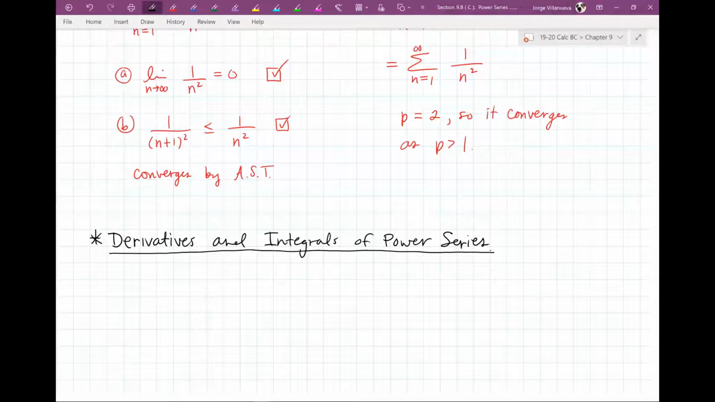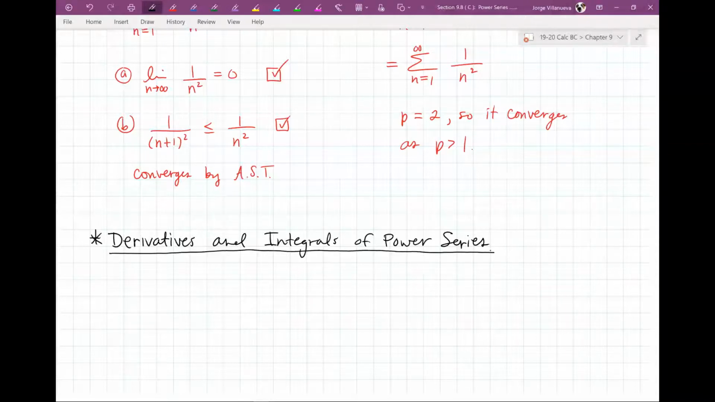So maybe a power series will have an interval of convergence from -1 to 1 with brackets on both ends, but maybe the derivative will have parentheses on both ends. Still the same interval, but maybe it doesn't include it on both corners. And the integral may include one, but not the other, right? So just understand that the interval of convergence for a power series, when you take their derivative and their integrals, will not change, but the endpoint convergence may change, okay? But the interval will stay the same.